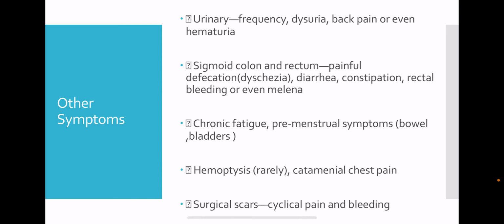Hope everything is clear. Why is blood found in each of the symptoms? In the urinary system, we saw hematuria. In each organ there is secretion of blood. In the sigmoid colon and rectum, there is melena. In chronic fatigue, premenstrual symptoms will be there. In the chest symptoms, we saw hemoptysis. In surgical scars also, we saw bleeding. It is because there is cyclic growth under the influence of the pituitary hormones, and also cyclic shedding as in the uterus.